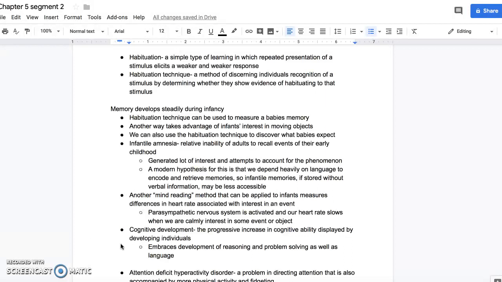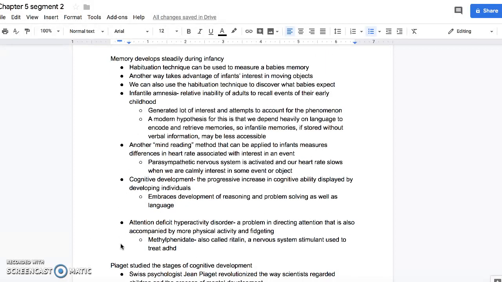Memory develops steadily during infancy, and the habituation technique can be used to measure a baby's memory. Another way you can take advantage of it is the infant's interest in moving objects. And we can also use the habituation technique to discover what babies expect.